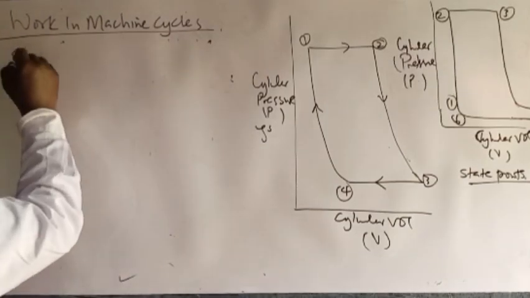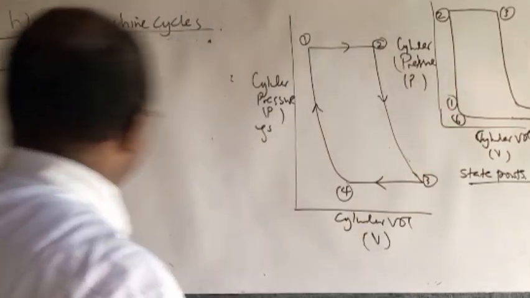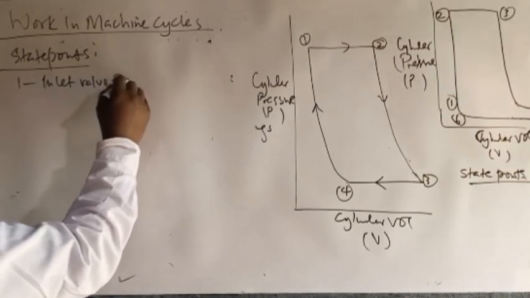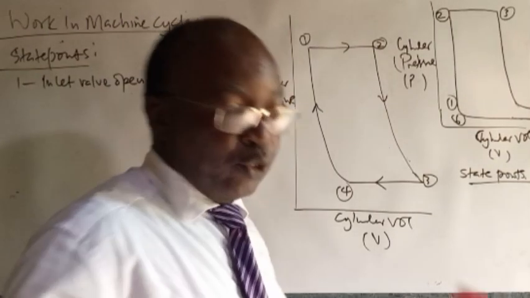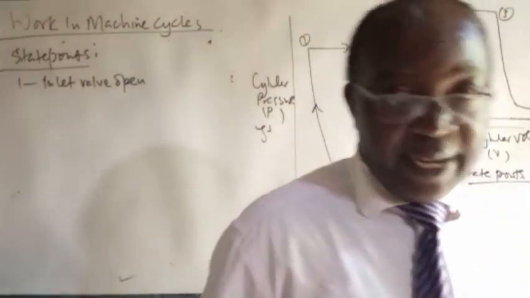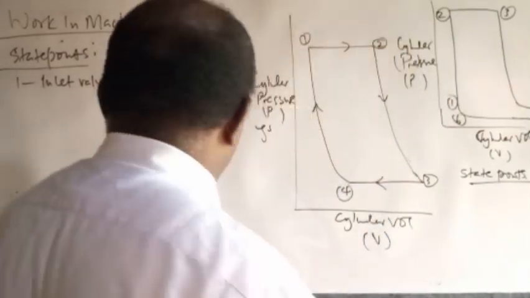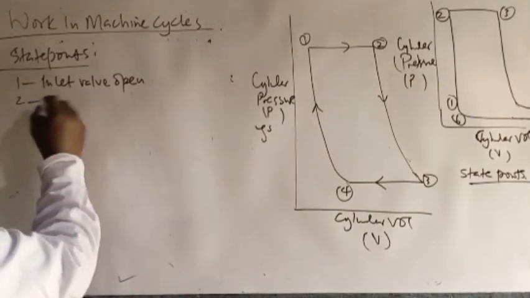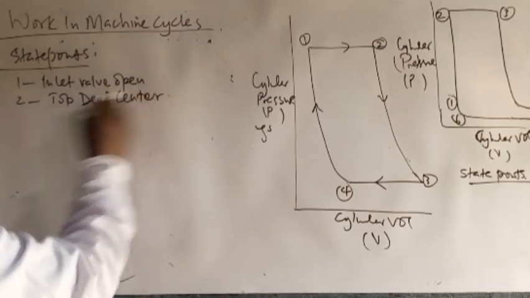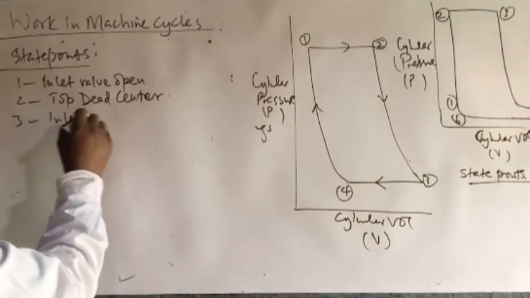At state point 1, we have the inlet valve open so that you can put in the fluid, and of course you put in the complementary fluid which will go to the clearance volume, and so that tells you that the clearance volume can actually affect the capacity of the engine. Now, at state point 2, we are at the top dead center. At state point 3, we have the inlet valve closed.